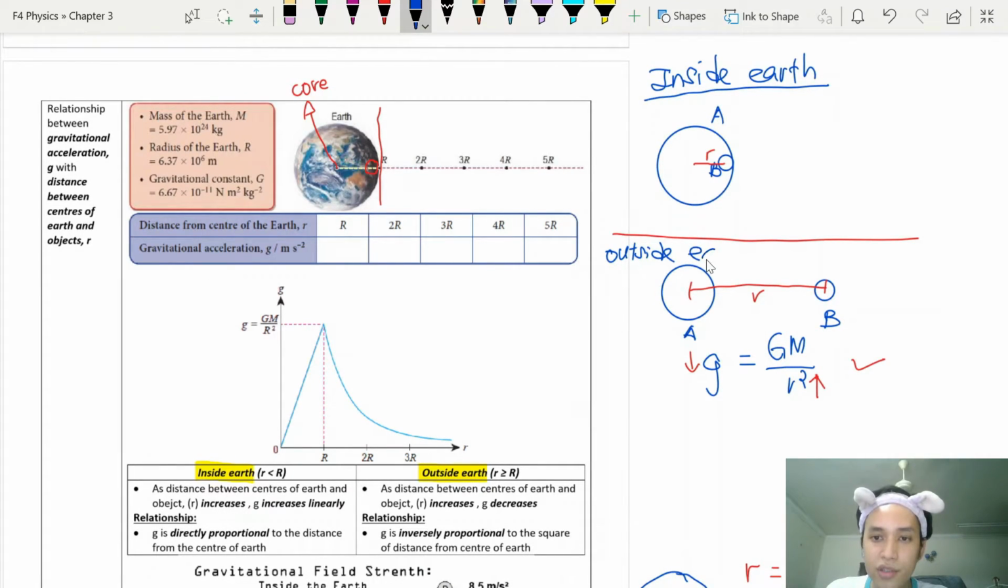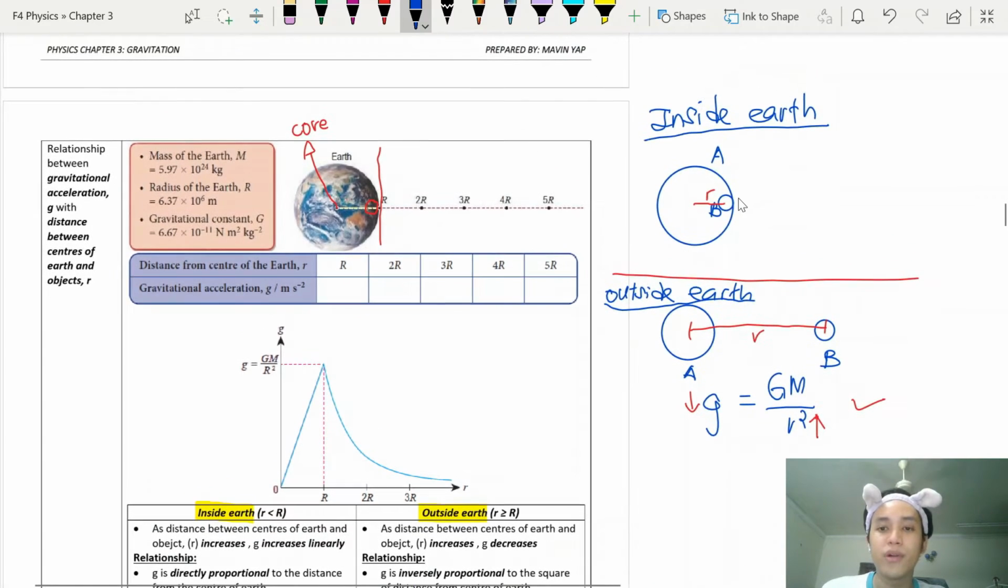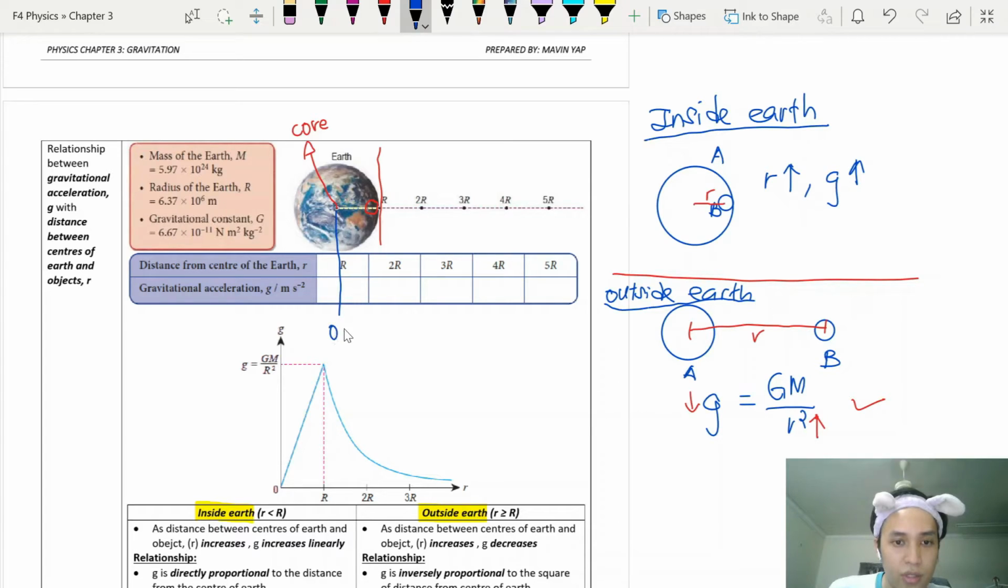Outside Earth is not a problem because it follows the rule that we learned earlier on, whereby when the distance between the two objects increases, your gravitational acceleration decreases. Whereas inside Earth is different. Inside Earth, when your R increases, your g also increases. It will increase until the surface of the Earth. So technically, if I write it in value, here will be 0.